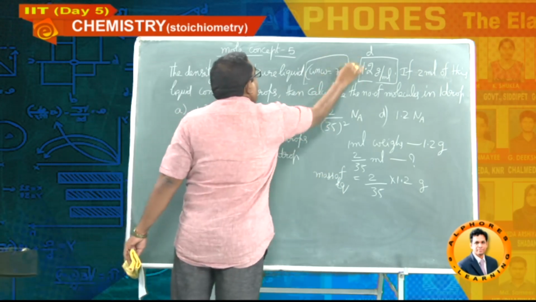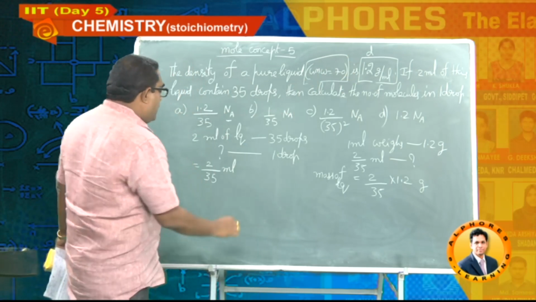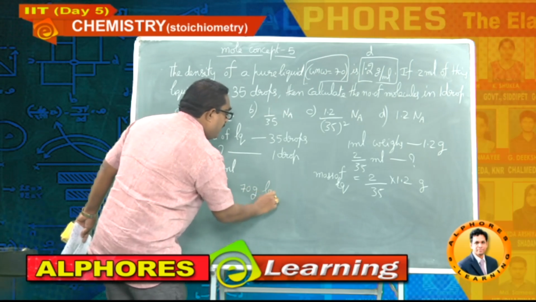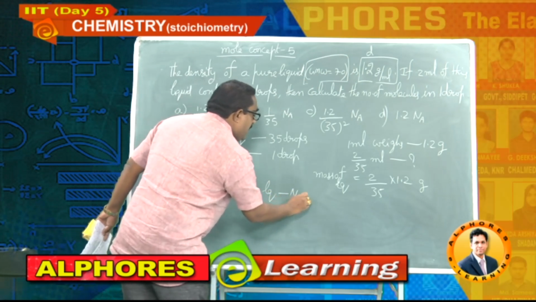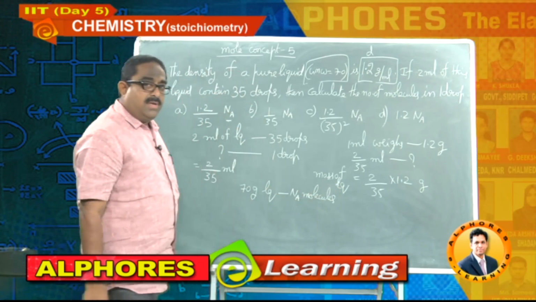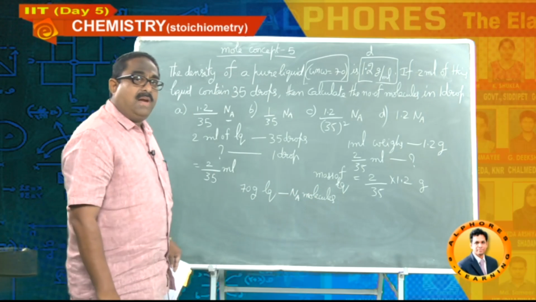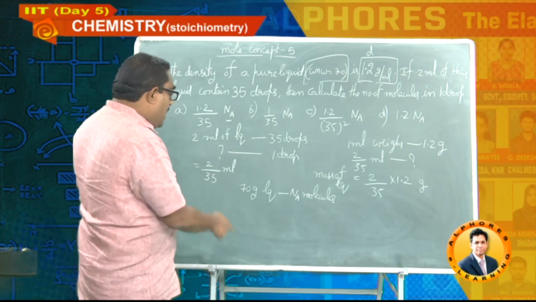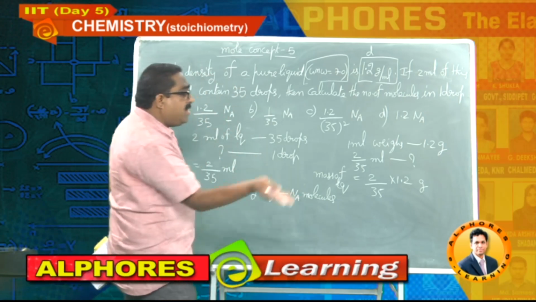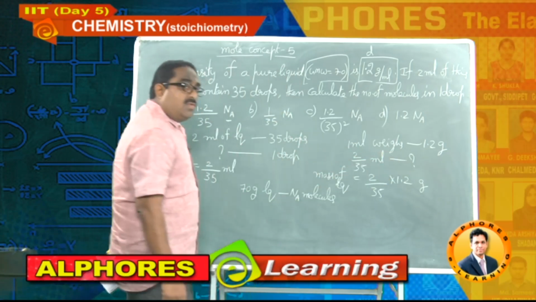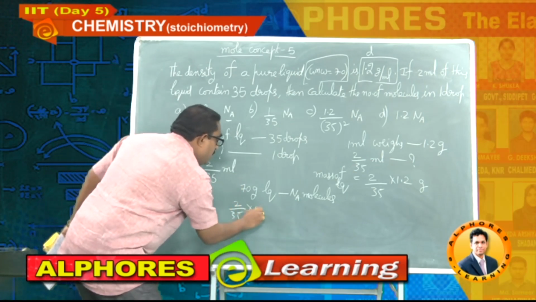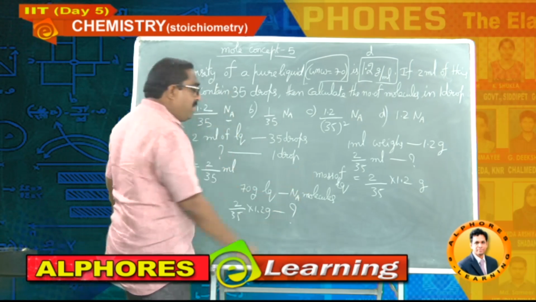You are having a molar mass. What is molar mass? Definition again. 70 grams of liquid possess Avogadro number of molecules as per the definition of GMW, what we have learned in the previous sessions. Now 70 grams possess Na molecules, but this time I have only 2 by 35 into 1.2 grams. Now I am writing that 2 by 35 into 1.2 grams possess how much?